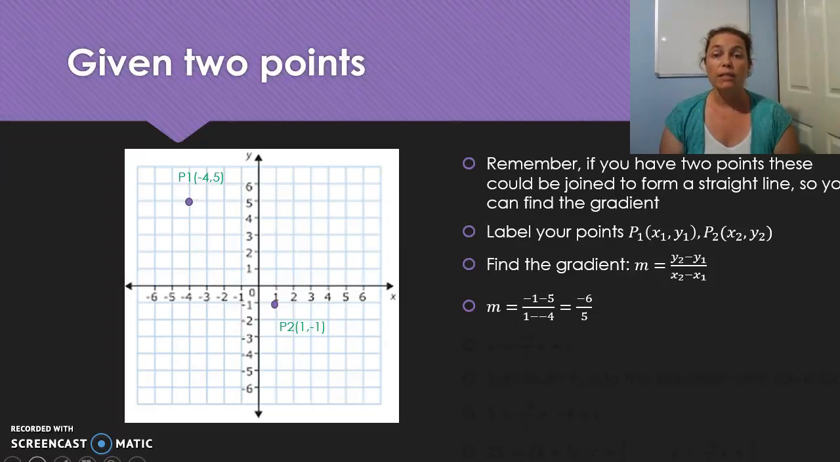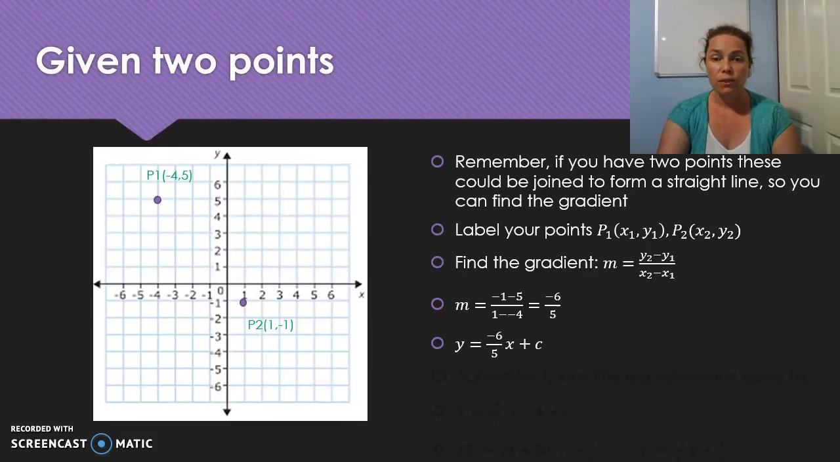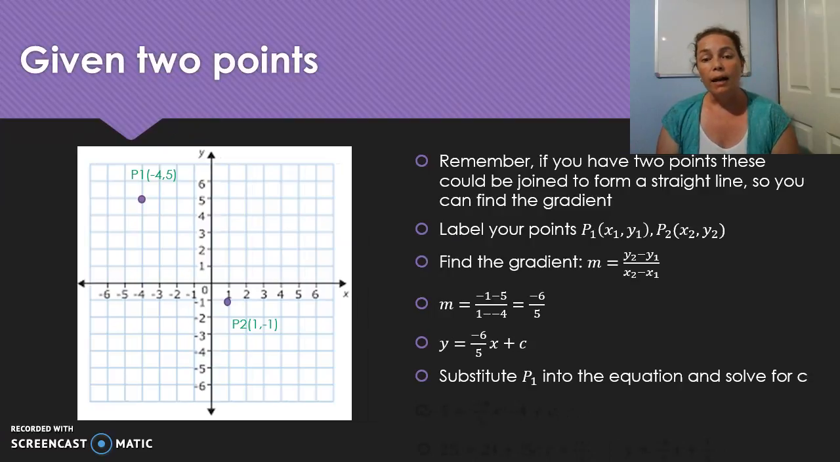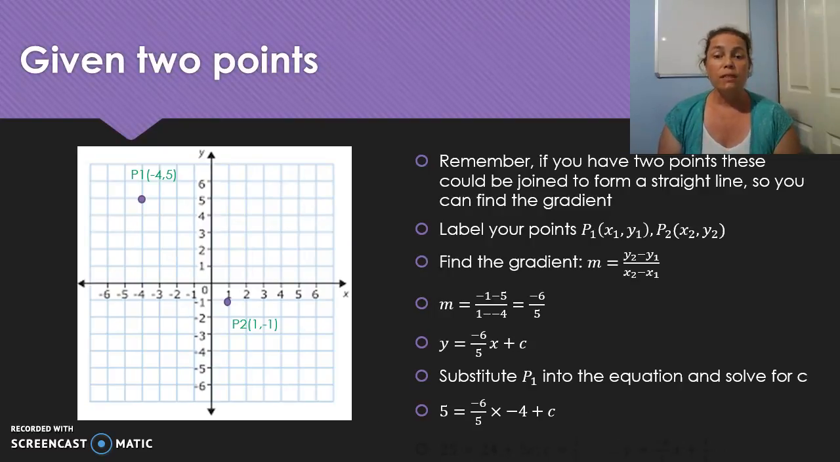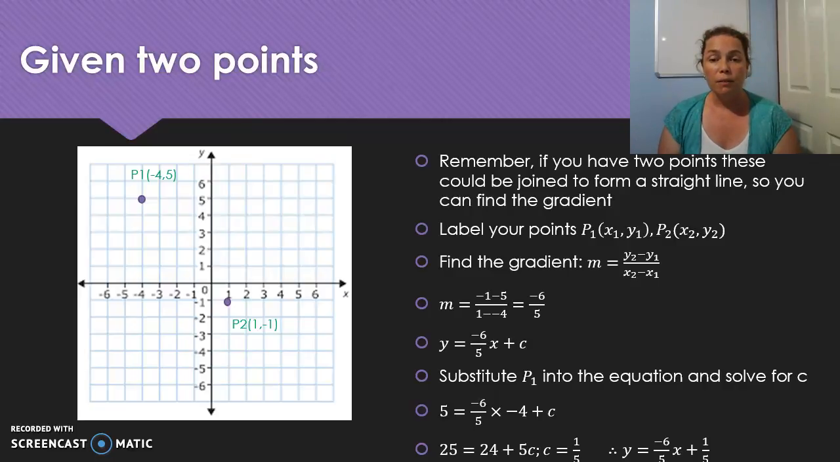So now we know our gradient and we can substitute that in to our equation. We can then substitute in P1 into the equation and solve this so we actually get our c value. And by doing so, we get 5 is equal to negative 6 on 5 times negative 4 plus c. And this becomes 25 is equal to 24 plus 5c. I've gotten that by multiplying all terms by 5 to get rid of the 5 in the denominator. And therefore c is 1/5. Therefore, our final equation of this line is y is equal to negative 6 on 5 x plus 1/5.